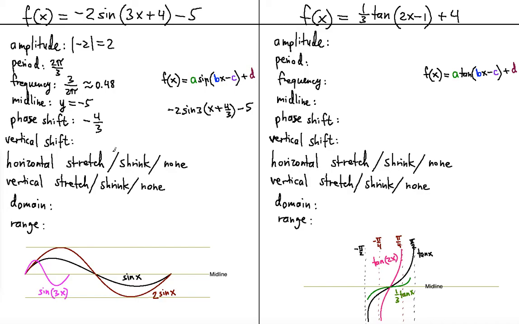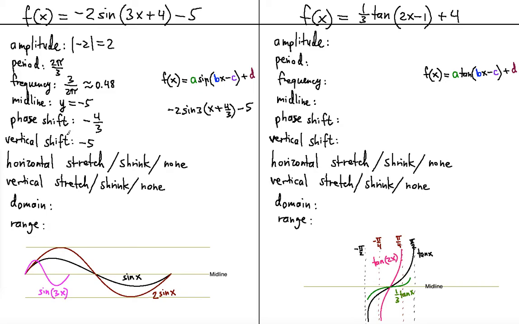Now, the vertical shift, as you might have guessed, has a lot to do with the midline, actually a direct relationship with the midline, because we already talked about the fact that the midline is the equation y is equal to -5. So that means you're taking the standard position sine x and you're moving it 5 units down, right? So the vertical shift is precisely the d value, -5.